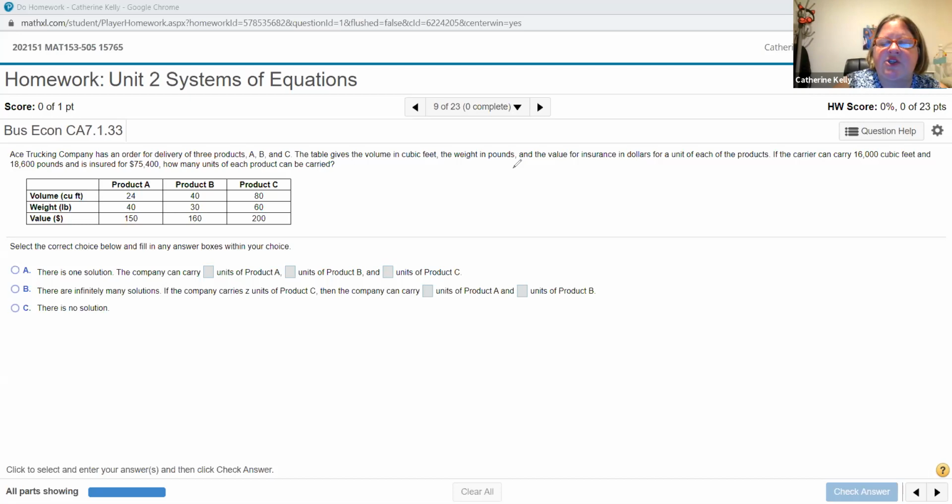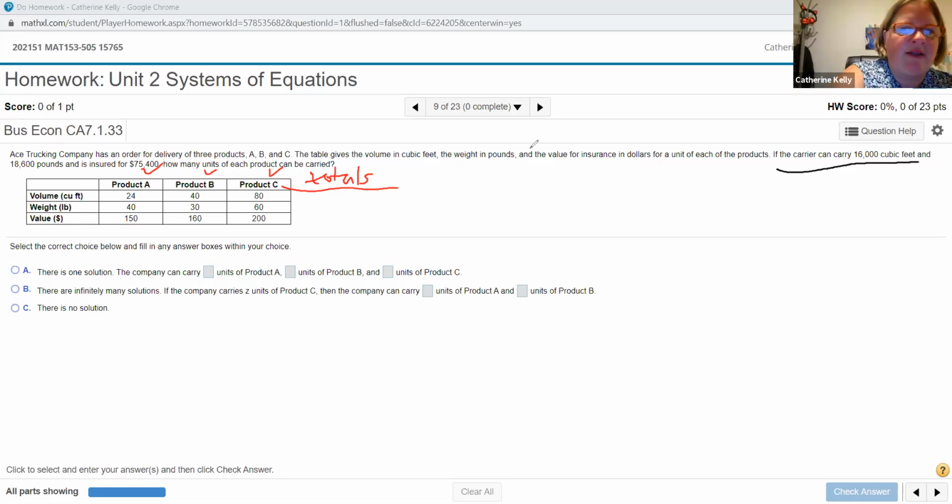So it's really nice because you have A, B, and C already mentioned. So it's already set up for you. It's set up by the volume, the weight, and the value. So you just need to have that 4th column, which is your totals. And then you got to look in your information to find your totals. So the first total it gives is that the carrier can carry 16,000 cubic feet.